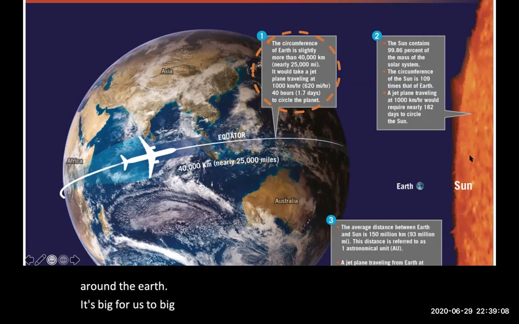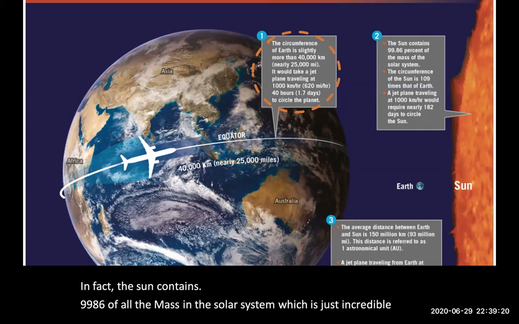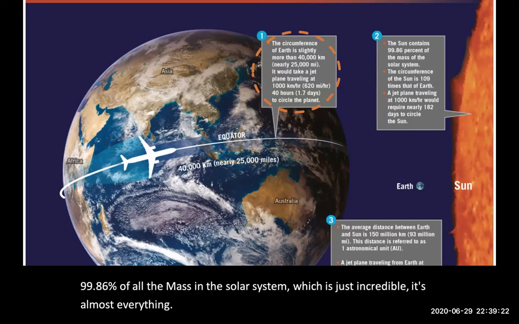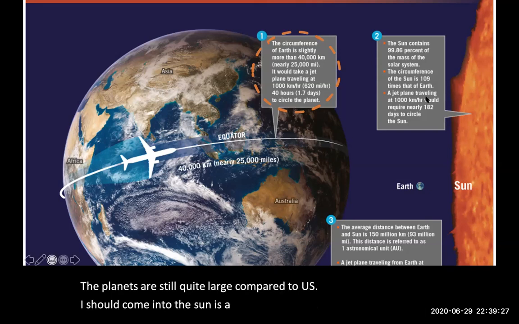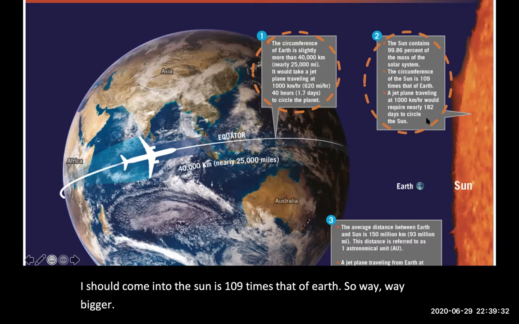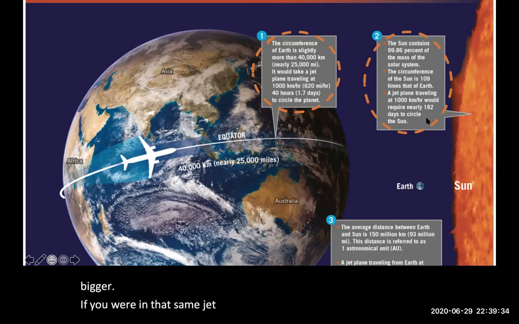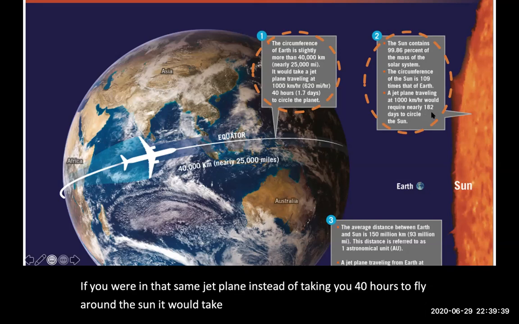But compared to the Sun, the Earth is tiny. In fact, the Sun contains 99.86% of all the mass in the solar system, which is just incredible. It's almost everything. Yet the planets are still quite large compared to us. The circumference of the Sun is 109 times that of Earth, so way, way bigger. If you were in that same jet plane, instead of it taking you 40 hours to fly around the Sun, it would take you 182 days to fly all the way around the Sun.